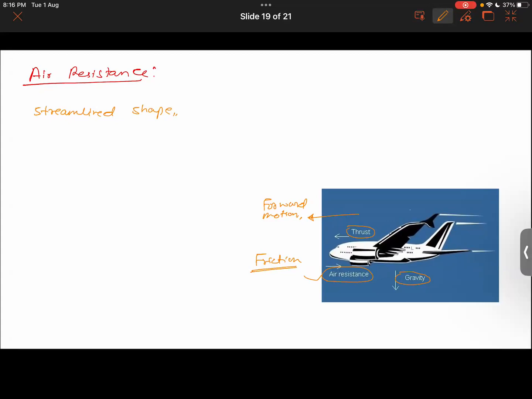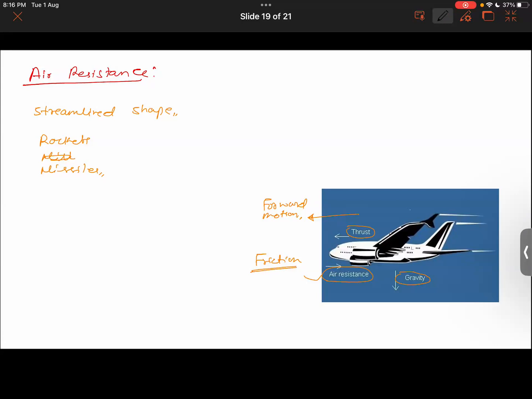Okay, and also the rockets and the missiles, which you see, also have a very pointy head. Why? To minimize the air resistance.